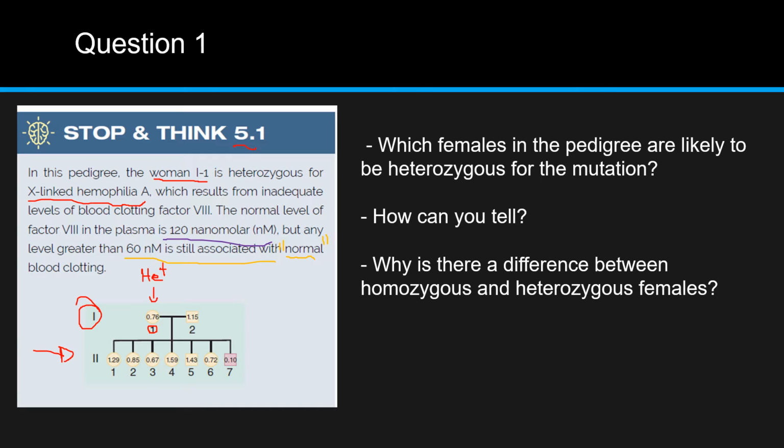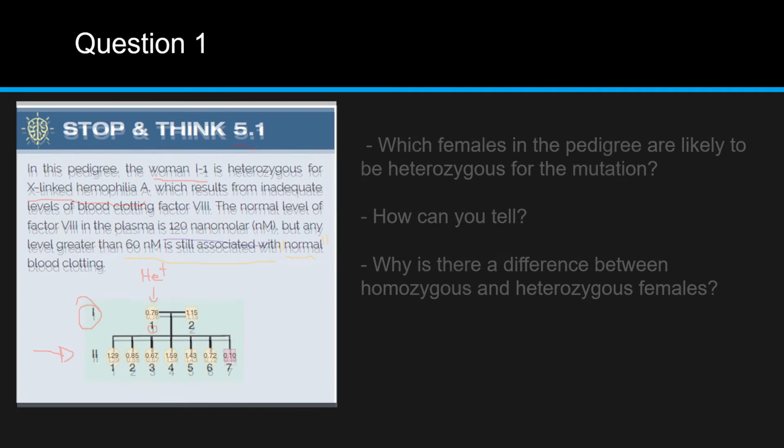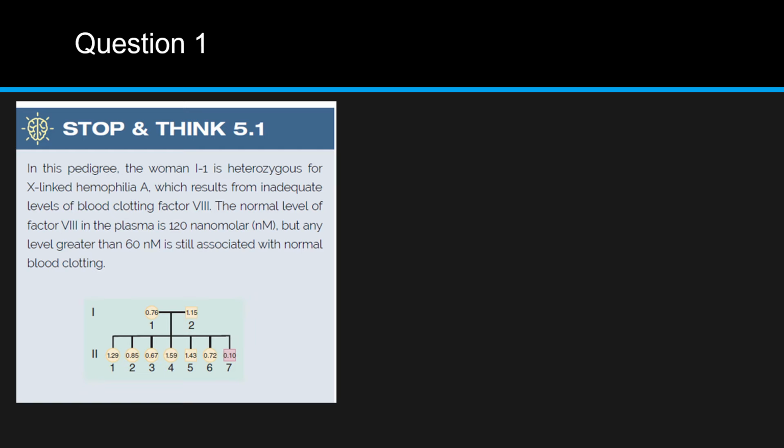Okay, and here we have the two questions: which females in the pedigree are likely to be heterozygous for the mutation? How can you tell that? And finally, what is the difference between homozygous and heterozygous females? So in the following slides, we're going to try to answer these questions. Now let's go and see the pedigree.